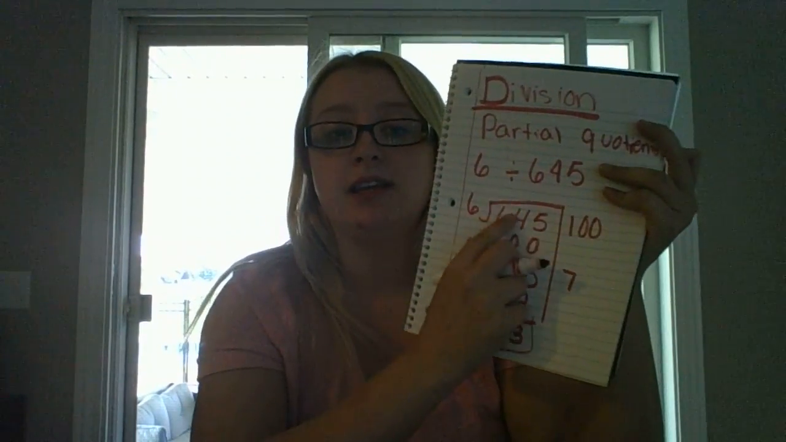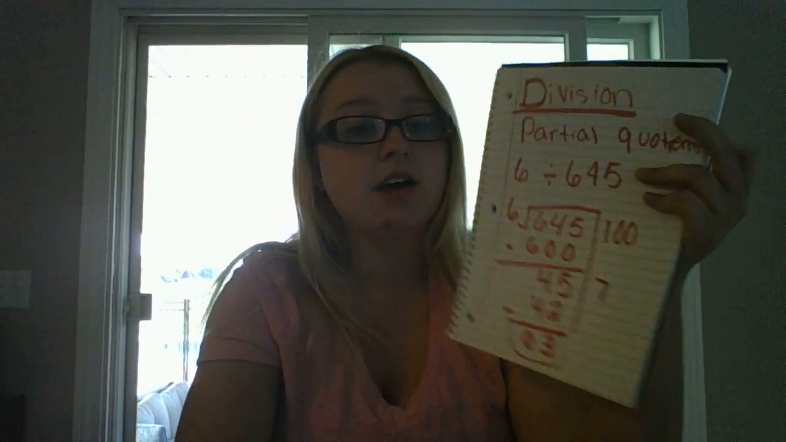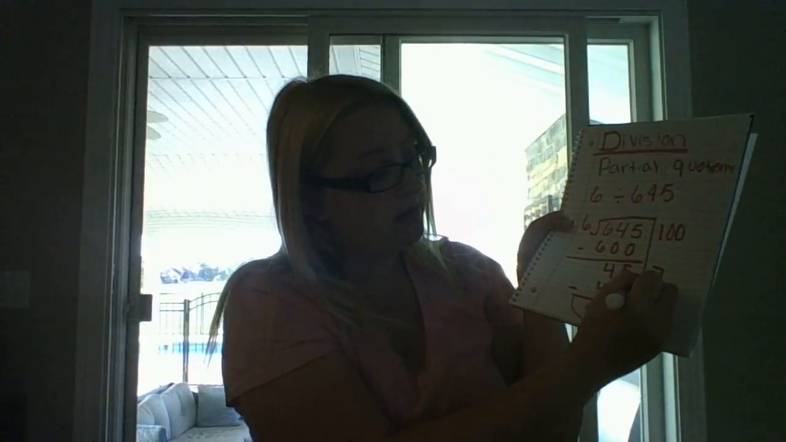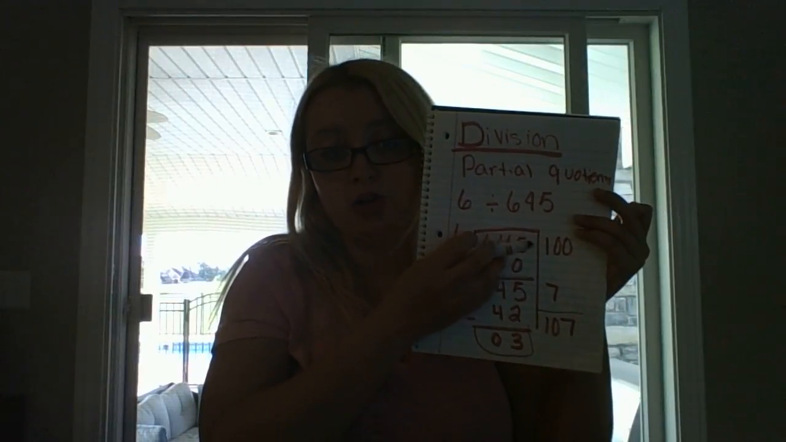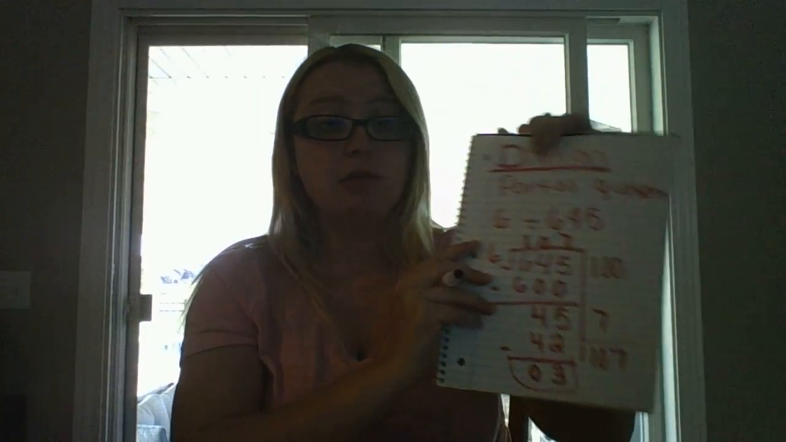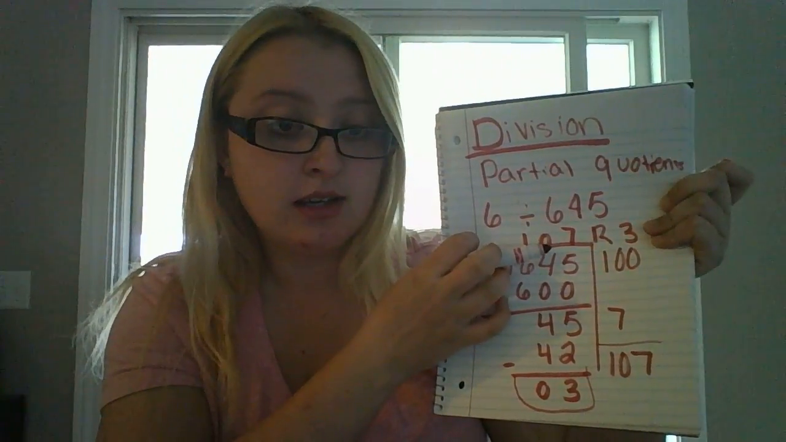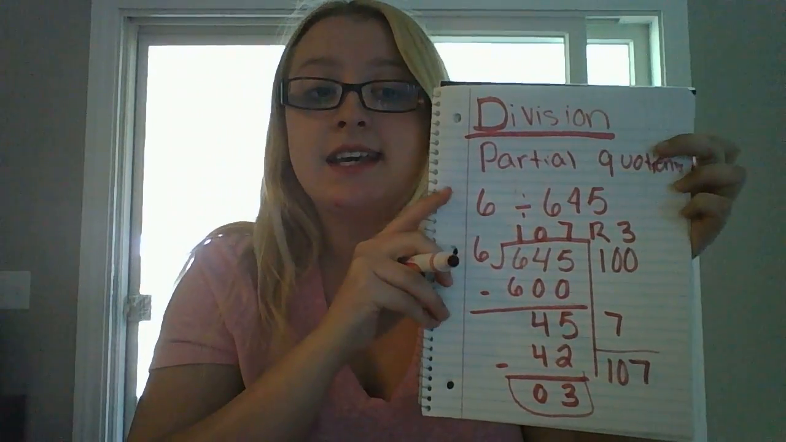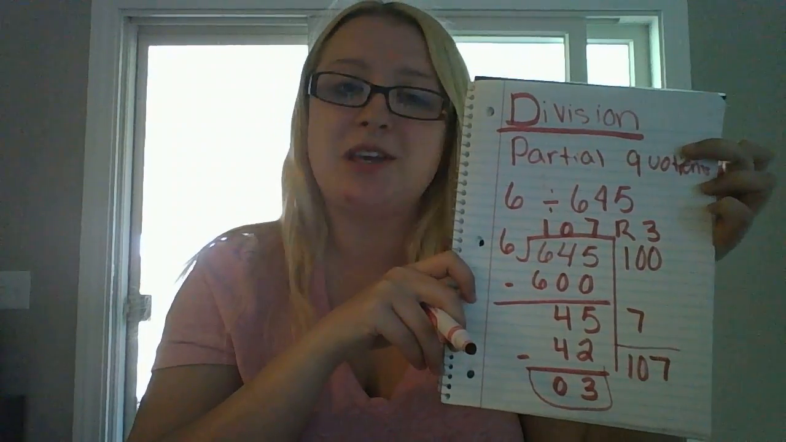So now when I want to get what goes on top of my problem, I know that I can do this 100 plus 7, and that gives me 107. So I'm going to write the 107 that I got from my partial quotients over here. I'm going to write the 107 on top of my divisor. 107. And then I still have the 3 left over, so I have a remainder of 3. So I have my 107, and I'm going to write R for remainder 3. So my answer is 107 with a remainder of 3 when I do 6 divided by 645 using partial quotients.